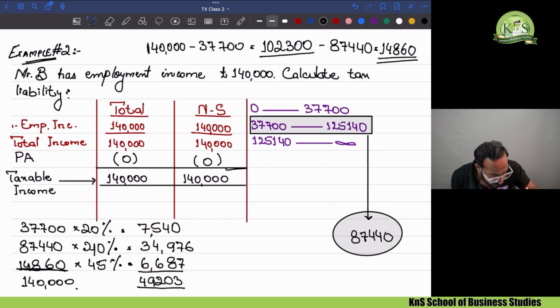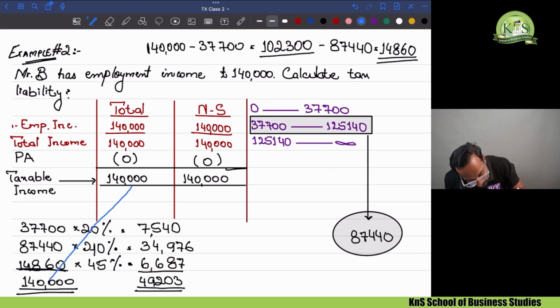1,40,000. In the previous class I have already told you that this has to be compared with this amount, right? If it is equal to this amount, it means you have applied tax totally and probably correctly.